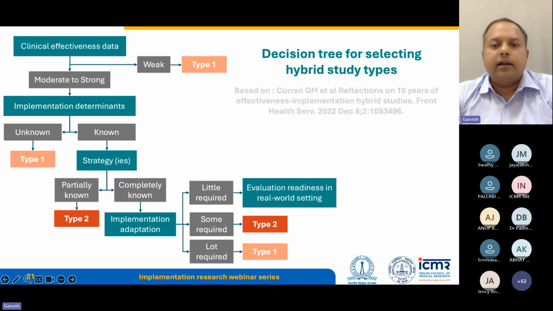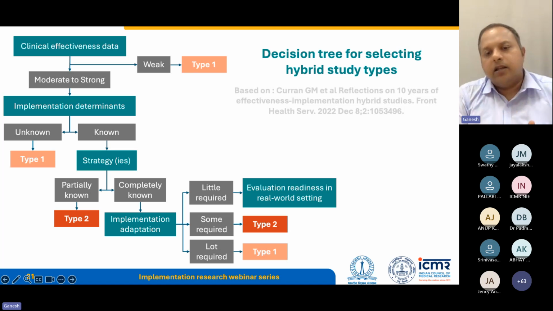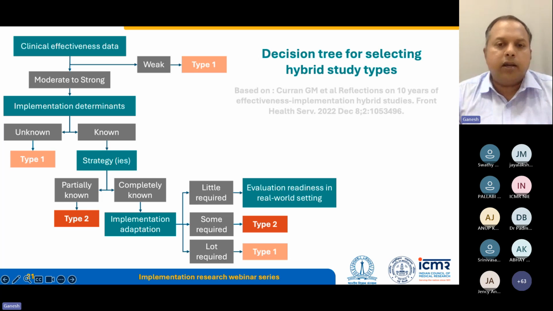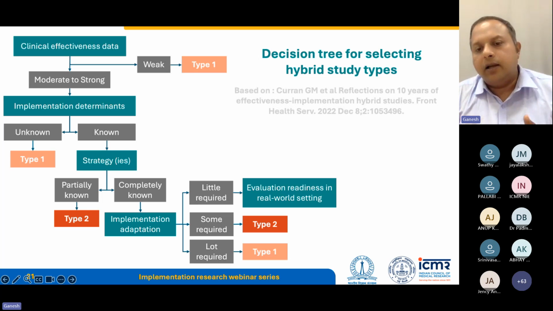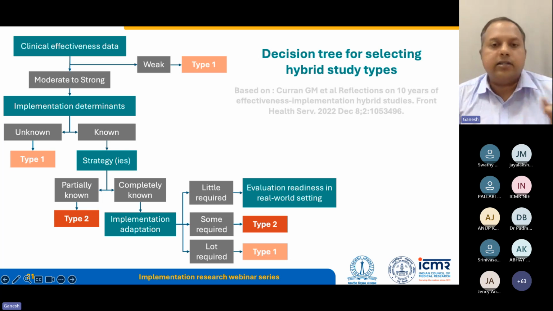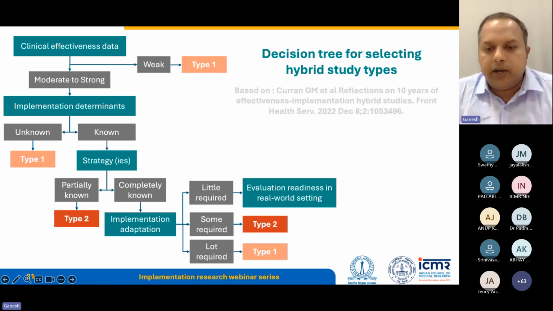Now you can see that both vertical and horizontal scale up has happened, and over a period of time, nearly 5 years, it has been adopted into this particular health system. Now we have a reasonable, important public health readiness question which we need to answer here. It means currently it has an evaluation readiness in a real world setting. It has reached a sufficient level of maturity.